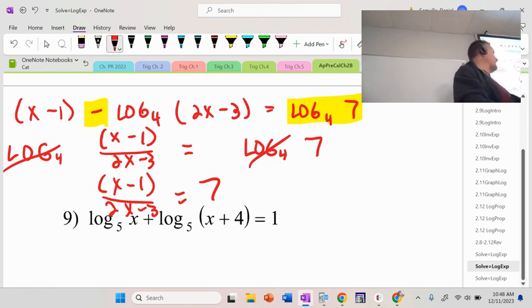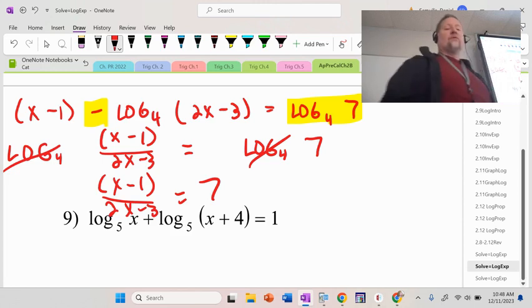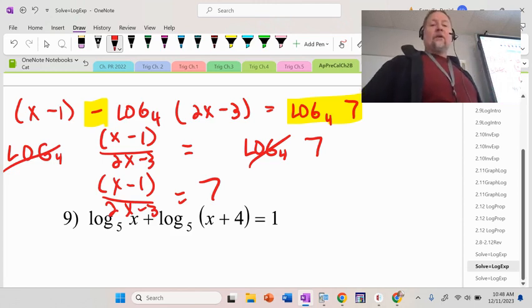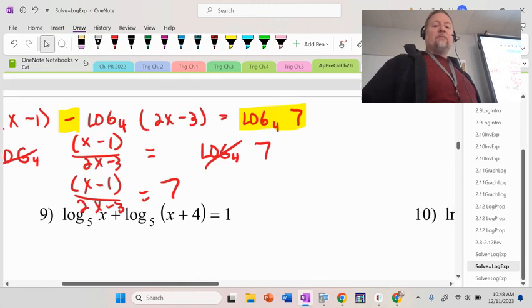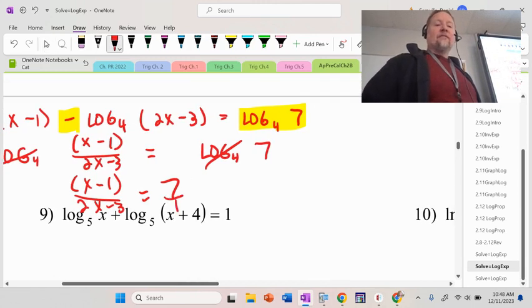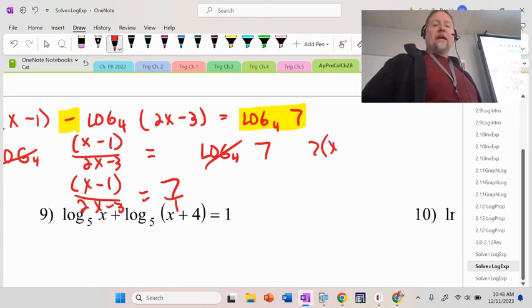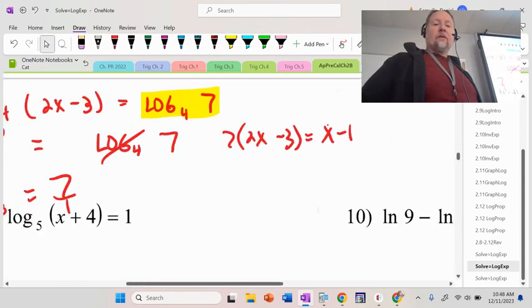If log of this equals log of that, then the only way that could be true is if this equals that. And then we're going to jump. We're going to crisscross, all right? And then multiply. Okay, 2x minus 3 is what 7 gets multiplied by. And then x minus 1 gets multiplied by 1, so I don't have to write something for that.